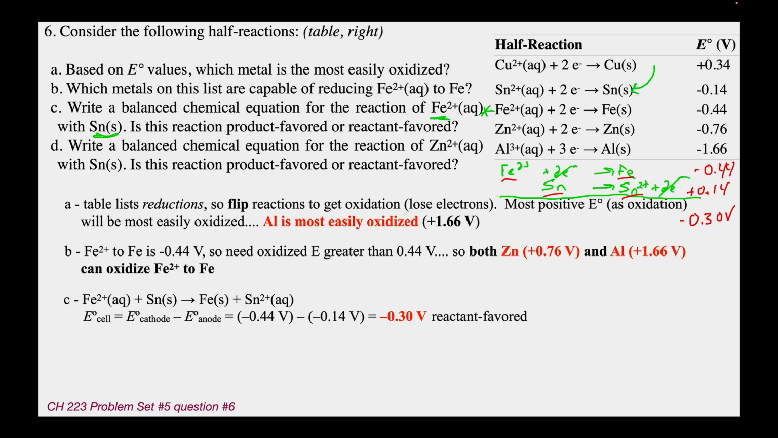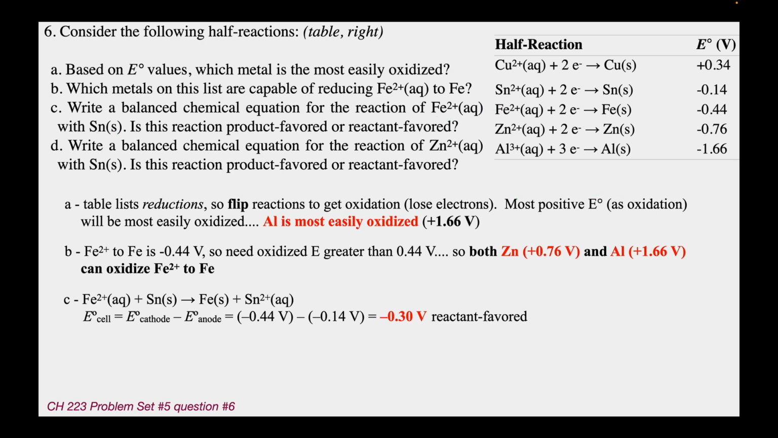Now, that being said, if you flip the whole answer around, so iron plus Sn2 plus making iron 2 plus and tin, then you'd have a positive 0.30 volts. And that reaction would likely happen. That would be product favored because it would have a positive value of E. So again, look to the signs here to see what the values will be. If it's a positive overall E, it'll be product favored. And if it's a negative overall E like this one, it'll be reactant favored.